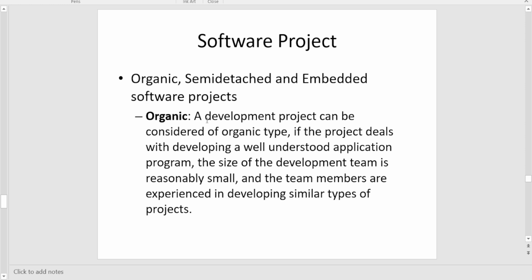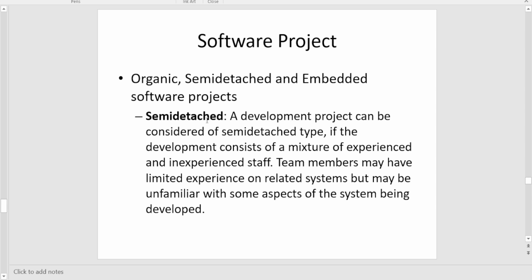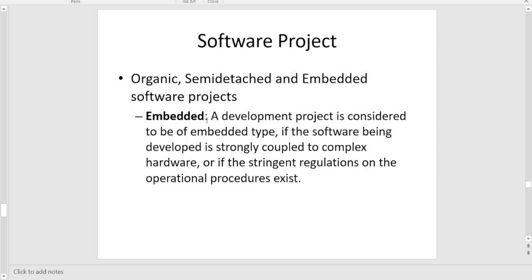Now, on the other hand, if the team that is going to implement a project is a mix of experienced and inexperienced staff, the team members have limited experience on the related subsystems or maybe are unfamiliar with some of the aspects of the development, this is termed as semi-detached. And the last part, if the project that you are going to develop is extremely dependent or tightly coupled with the hardware, it is known as an embedded project. So this is a clear classification of these three types of projects.